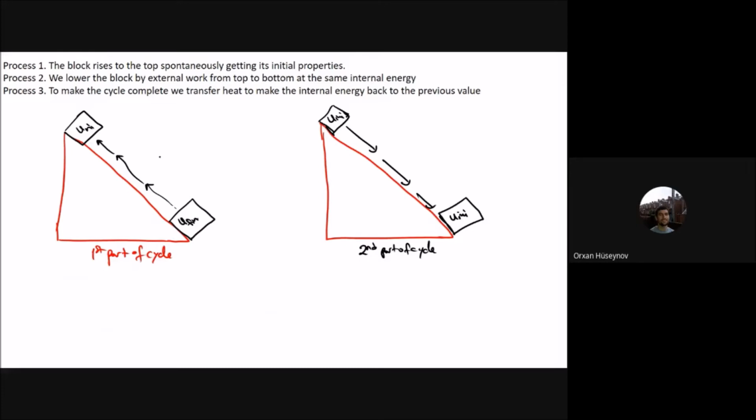You see that this one rises spontaneously. This one is by additional means, for example a pulley system, or someone, and it applies some potential energy on it and lowers it down. Now comes the last part of the cycle. We transfer heat to make the internal energy back to the previous value. So let's do that last part of the cycle.